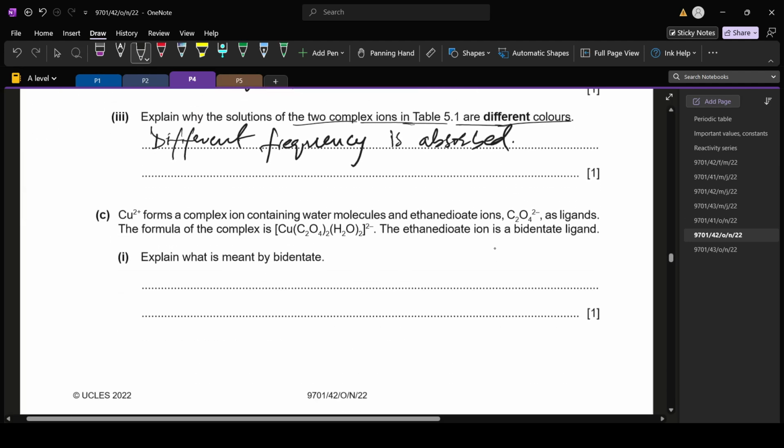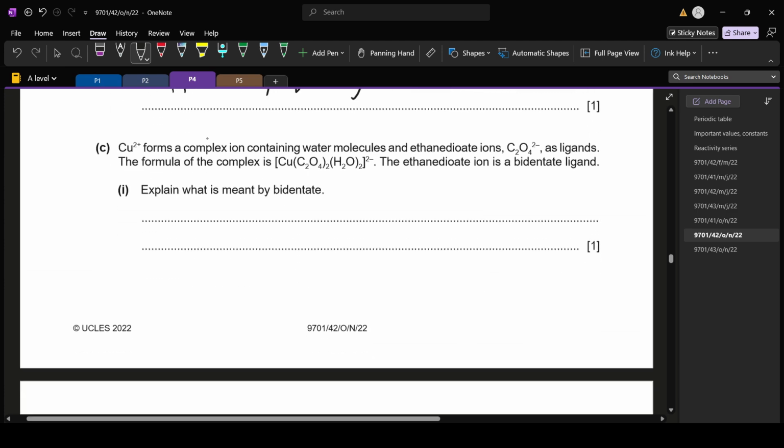Now part C. Copper(II) forms a complex ion containing water molecules and ethanedioate ions as ligands. The ethanedioate ion is a bidentate ligand, and it is already told to you. The formula of the complex is also given to you. So what is meant by bidentate ligand? It is a ligand which forms two dative bonds to the central metal ion.